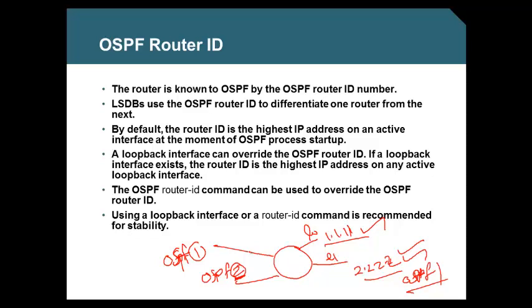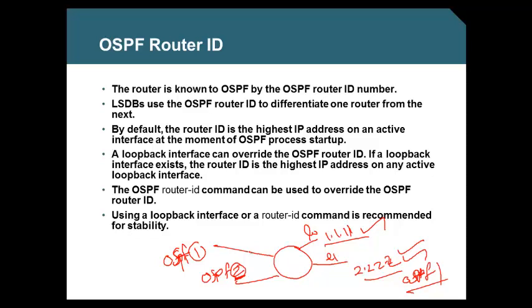What if I create a third OSPF? It won't be active. Why? There is no router ID. There is no address for a router ID. So it will ask you to configure manually. Or you go and configure loopback interface 2, it will take.